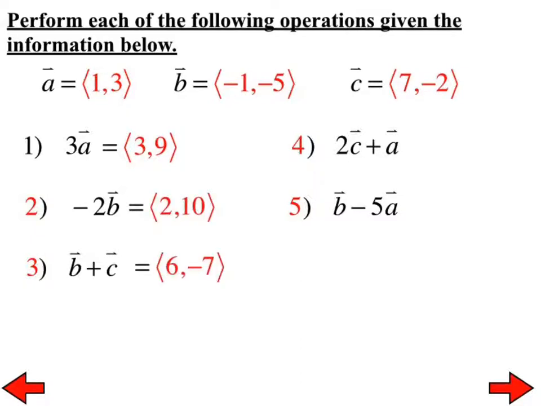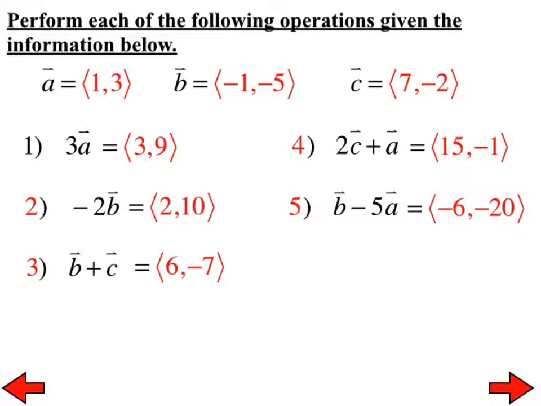Number 3 should be 6, negative 7. That's basically back from last week. Number 4 is a combination of today with last week, because the today part would be the 2c part, and then you have to take that vector and add on vector A, so that should be 15, negative 1. And then number 5 is much like number 4, a combination of today with last week, so that would be negative 6, negative 20. Any questions there? That should be pretty easy.